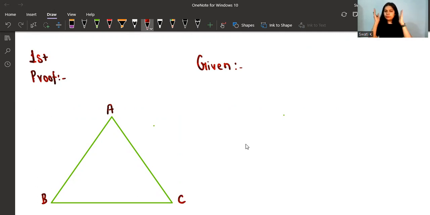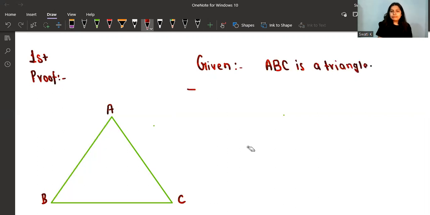If you want, you can properly write like this only. I'm not just telling you to learn it. Absolutely not. My intention is never to ask you to learn what I'm explaining. Understand it and try to put it in your own words as well. So here you can see: given that ABC is a triangle. That's the first given information we have.